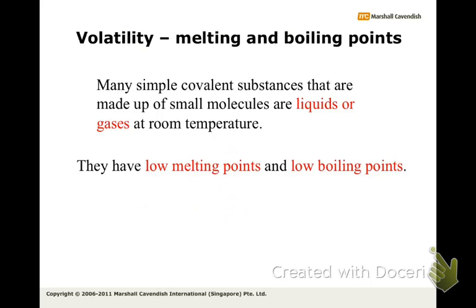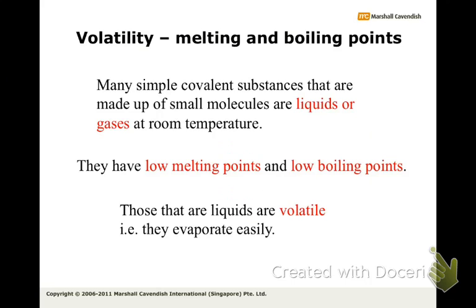Because in terms of melting point and boiling point, they have low melting point, low boiling point. Okay, so when you talk about volatility, remember when you talk about ionic compounds, they have high melting point, high boiling point. In terms of volatility, they are non-volatile or low volatility. But for a covalent compound, it is the opposite. Because they have low melting point, low boiling point, they are very volatile. So they are highly volatile liquids.